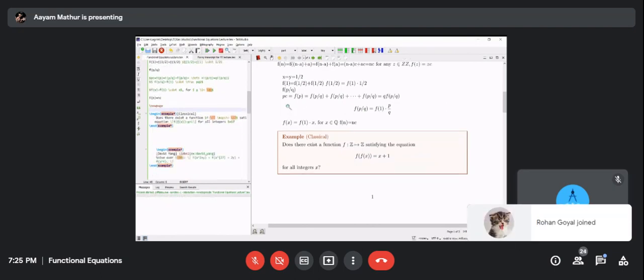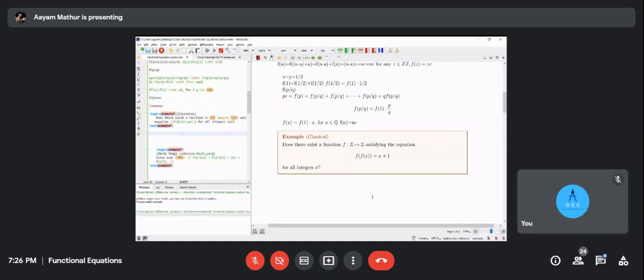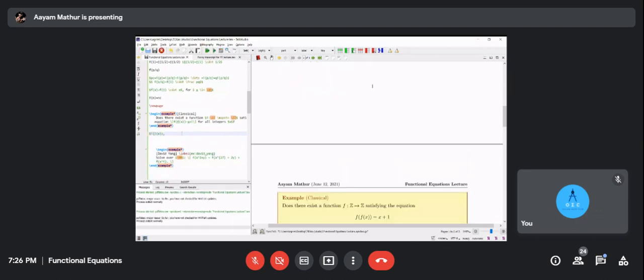Before we actually get to this example, I'd just like to ask you guys one simple question. Just consider this expression, f of x. If you replaced x by, let's say, f of x, what do you get?